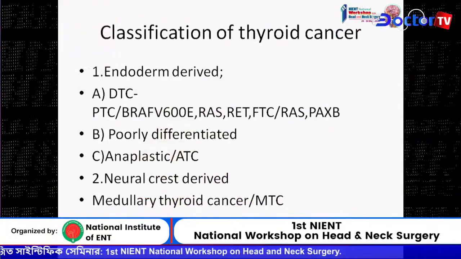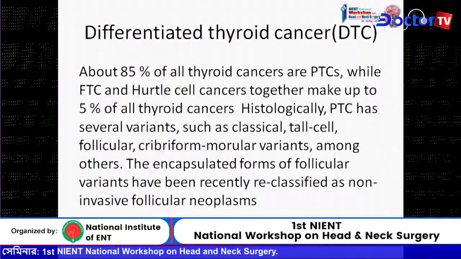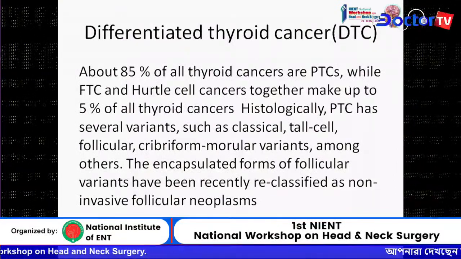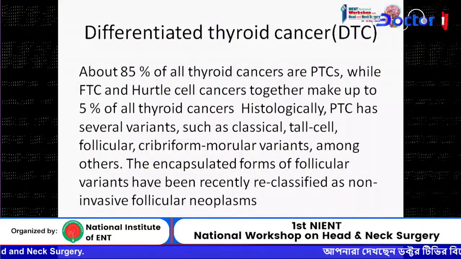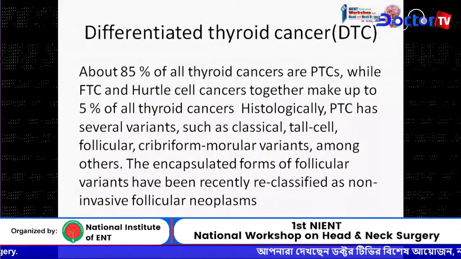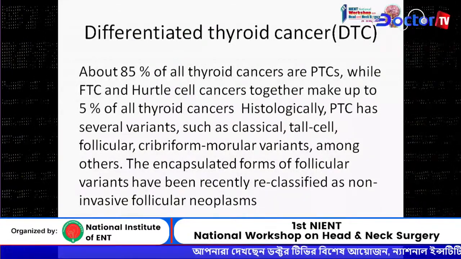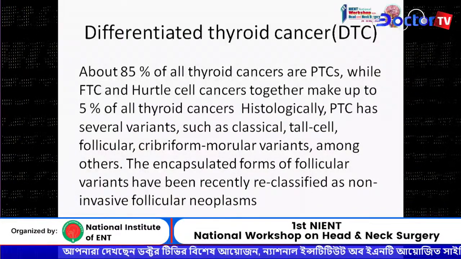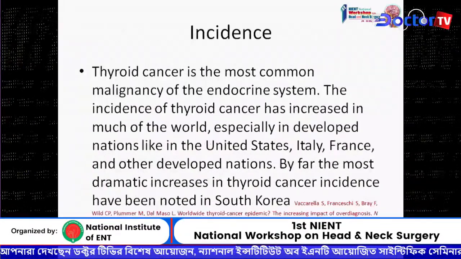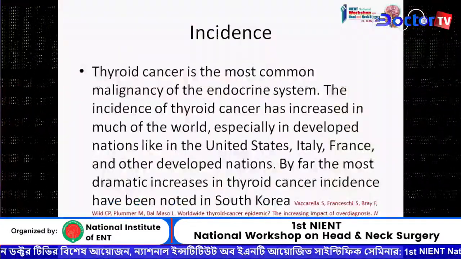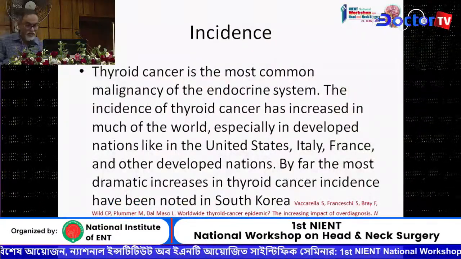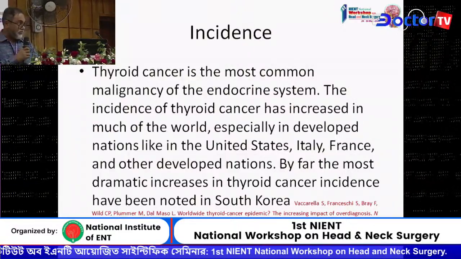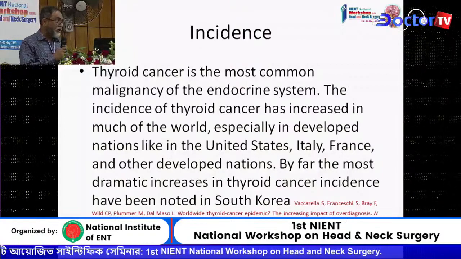We know the classification, but we are talking about differentiated thyroid carcinoma. As you know, out of 100 cases, about 85 to 90% are differentiated thyroid carcinoma, and mostly 85 to 90% of those are papillary carcinoma. Others, very few, are follicular or other carcinoma. The incidence of thyroid cancer is increasing nowadays all over the world. Even my 3 or 4 studies in Bangladesh showed a lot of thyroid cancer.